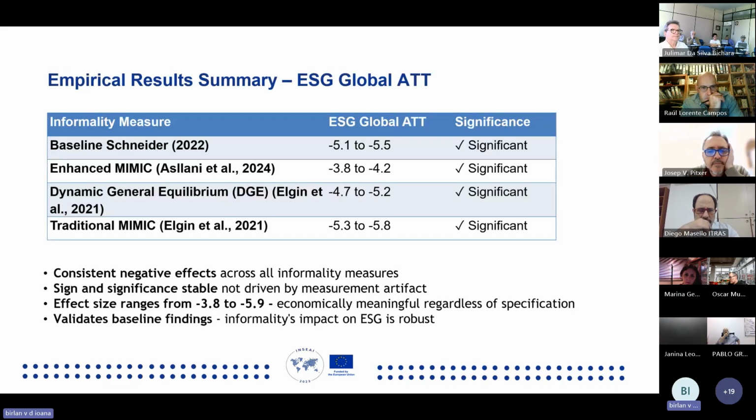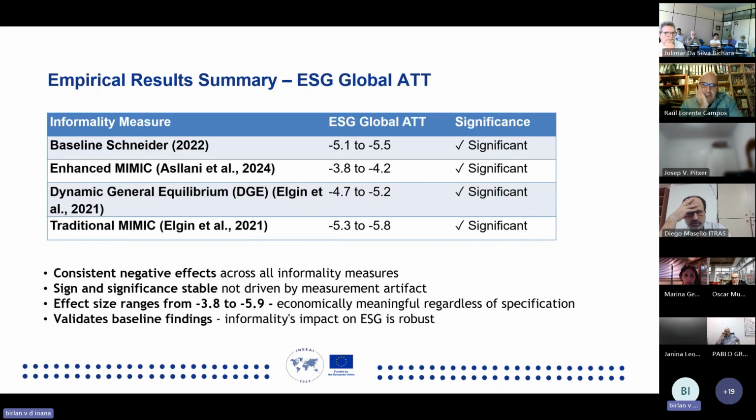The first empirical results were for the ESG global average treatment effects. So we noticed that we have consistent negative effects across all the informality measures. The sign is significant and stable. This means that informality's impact on ESG is robust. So the informal economy lowers the ESG global score by an average of 5 points. And this is significant across all the different types of informality measures.